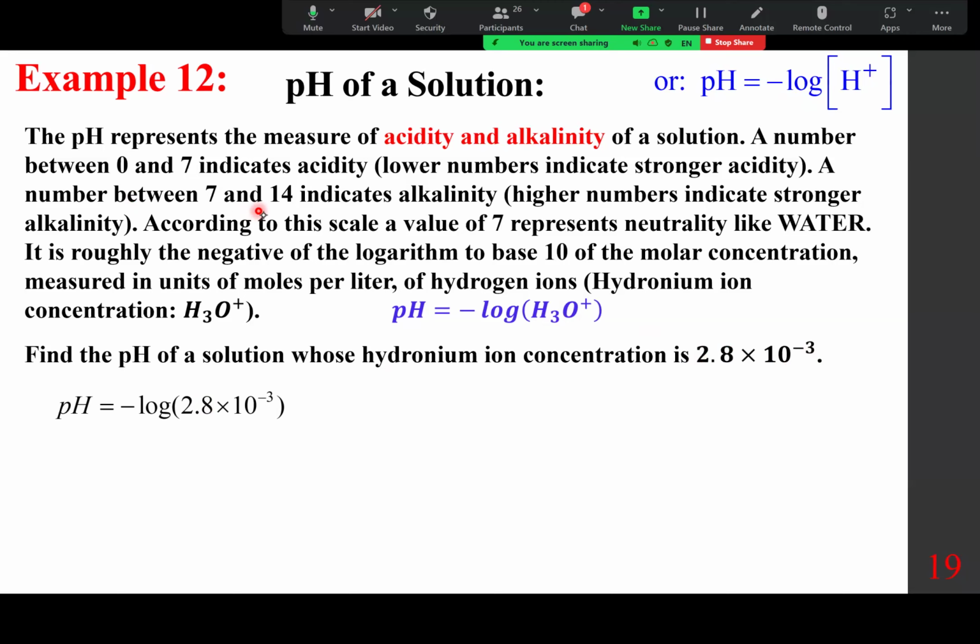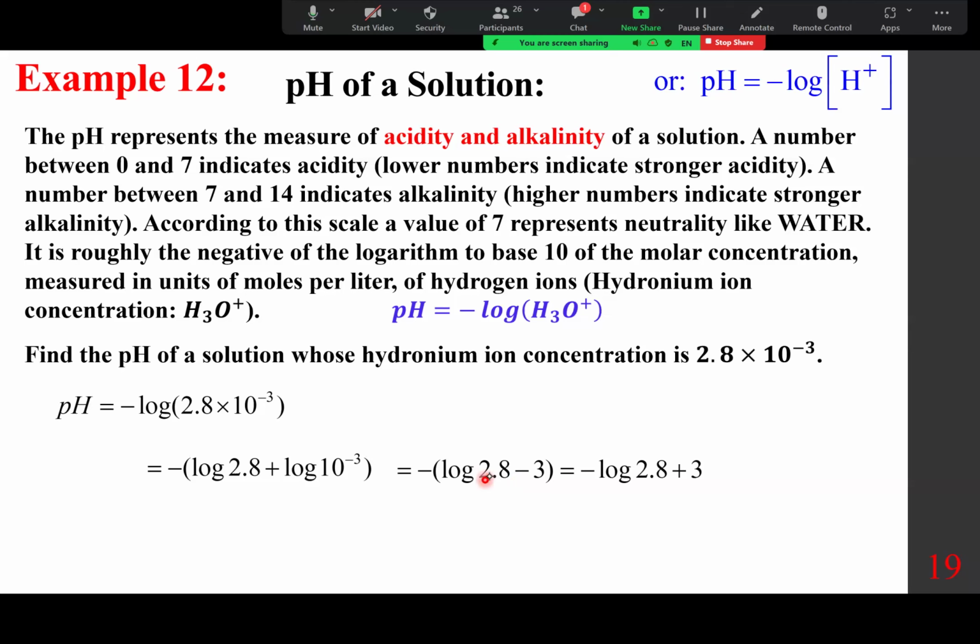That you can do by cutting this into two pieces, which will be discussed in the next section with more details. That's properties of logs. However, you've seen it in previous courses. So it's the log of this and the log of that. You keep the negative out. Now, log of 2.8 and log of 10 to the power of minus 3. This becomes negative 3. That's logarithmic properties. So log 2.8 minus 3.